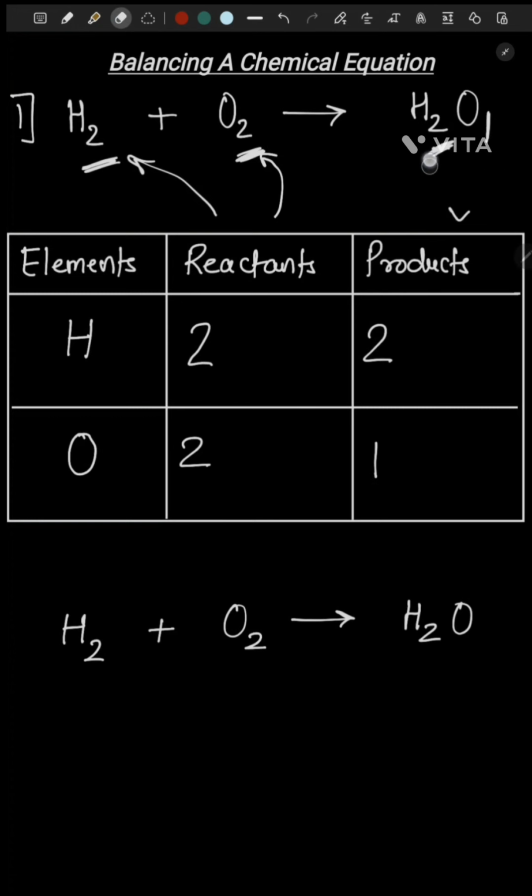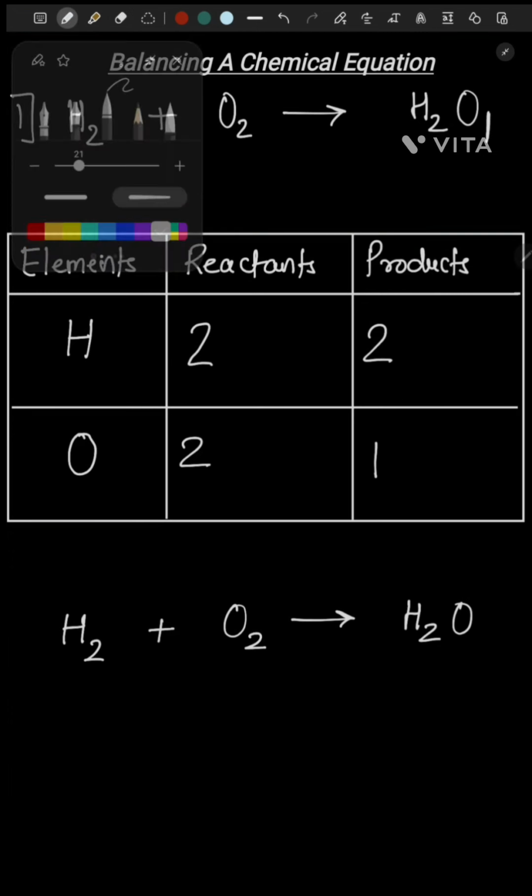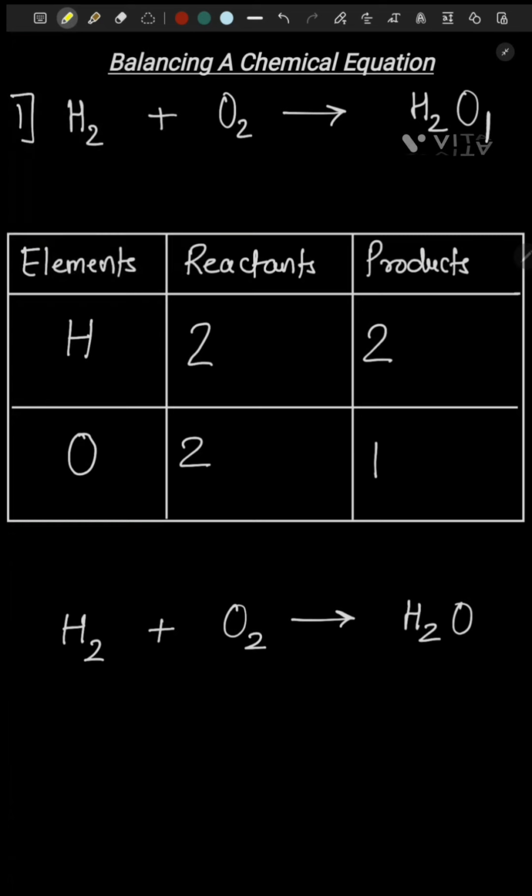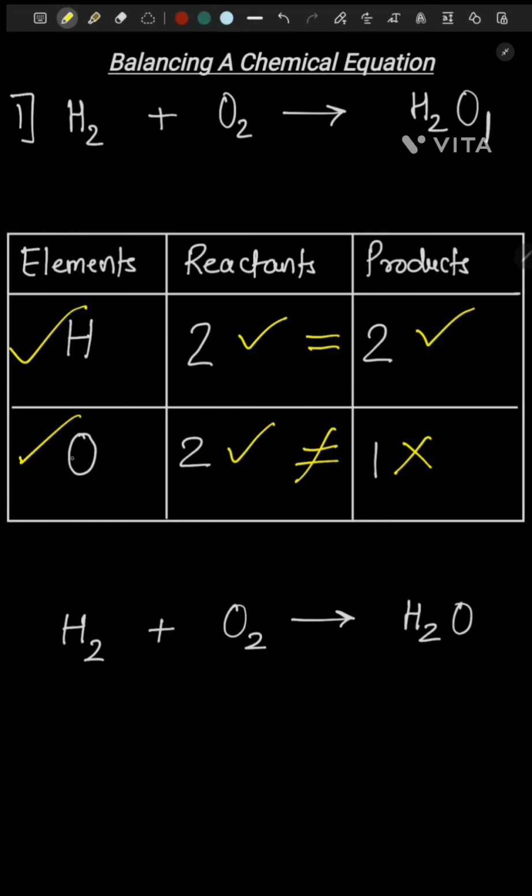Once you place them all, it will help you to understand whether your given chemical equation is balanced or not. How? Let's check. Check this hydrogen. On the left I have 2, on the right I have 2. It seems it is equal and balanced. But when I come to oxygen, on the left I have 2, but on the right I have 1. Is it balanced? No. So oxygen is not. So this reaction is not a balanced chemical equation. So how to balance this?